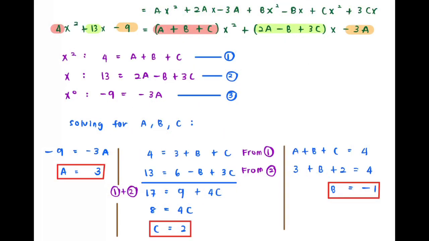So let's add these two equations here. 4 plus 13 is 17. This is 9. This is 0. And C plus 3C is 4C.